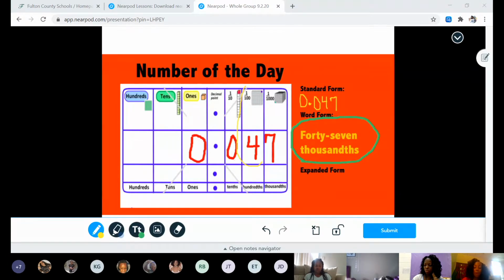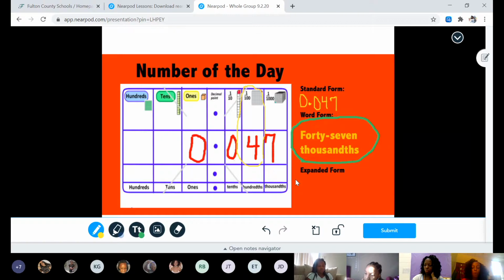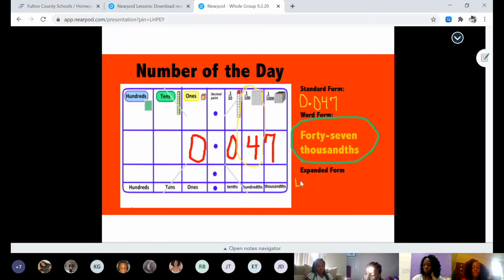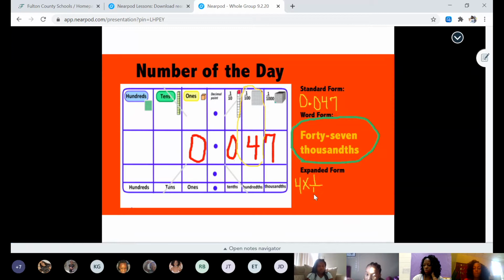Next, I have another 0 in my tenths place. 0 isn't worth anything, so I'm not going to write it. But now I have a 4, the digit 4, in my hundredths place. So that means that 4 is worth 4 hundredths. So I'm going to write my 4 hundredths in expanded form. So 4 times, and I need to remember, decimals are like fractions. So I'm going to write 4 times 1/100th.